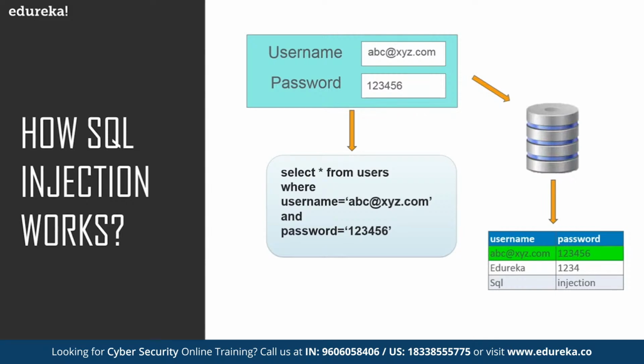So when this SQL query is generated, if there is a user with the username abc@xyz.com and the password to that username is 123456, then that particular row is returned. And if there is no user with this username and password, then no rows or values are returned. So basically, if this SQL query returns some value or a true value, then the login is successful. And if it returns a false value, then the login is unsuccessful. So this is how it actually works.